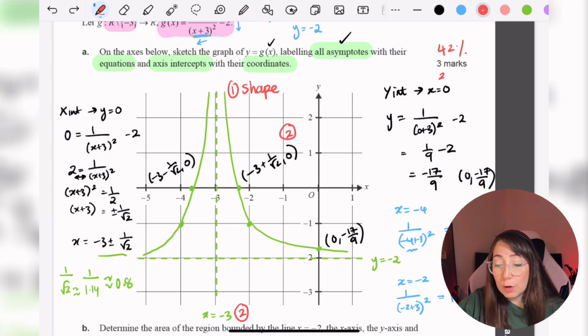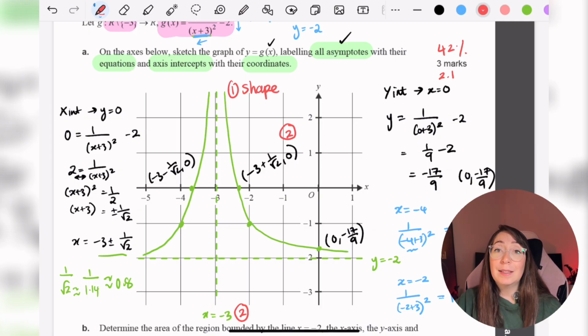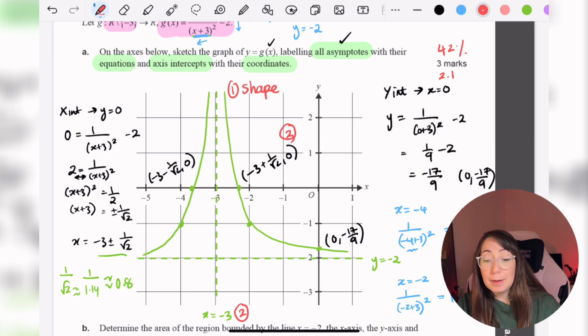It is worth noting, though, that 2.1 was the average. So we still had about half the students being able to get at least 2 marks, but it was just that final mark that a lot of students were not able to get. I just realized that that should have been step 3. Okay, so that's part A.